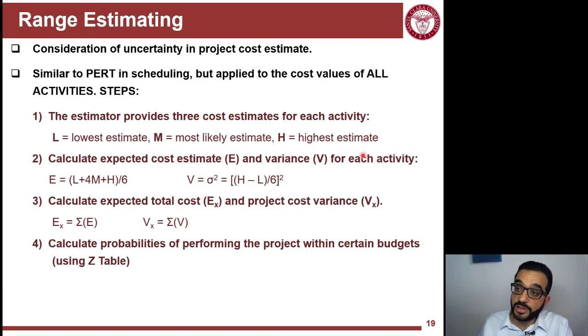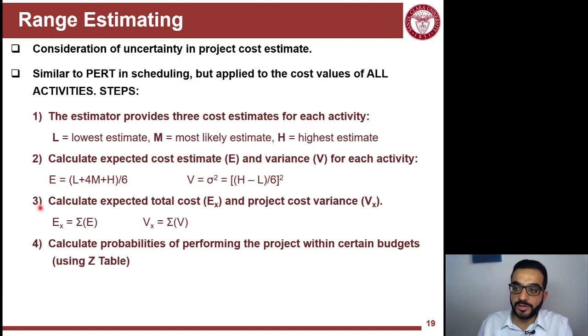Then the next would be to calculate the expected cost estimate and variance for each activity using the similar formulas we've seen before. And remember, in stochastic scheduling, we used to do CPM calculations to find the project duration, to find the longest path. This is in time. In scheduling, we are dependent on the longest path. But in cost estimates, the total project cost is the sum of all activities, not only the critical activities. So that makes our life much easier. You just add up everything.